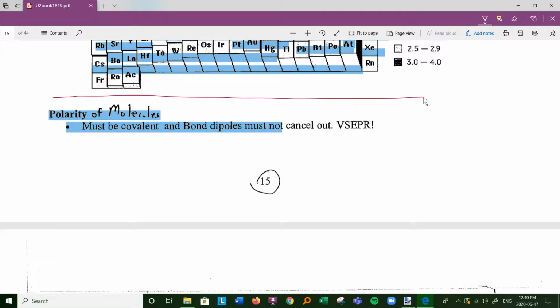We've looked at bond dipoles, mu bond, but what about a molecule itself? Can it have a positive and negative end? The answer is yes, and VSEPR helps us determine if it does.